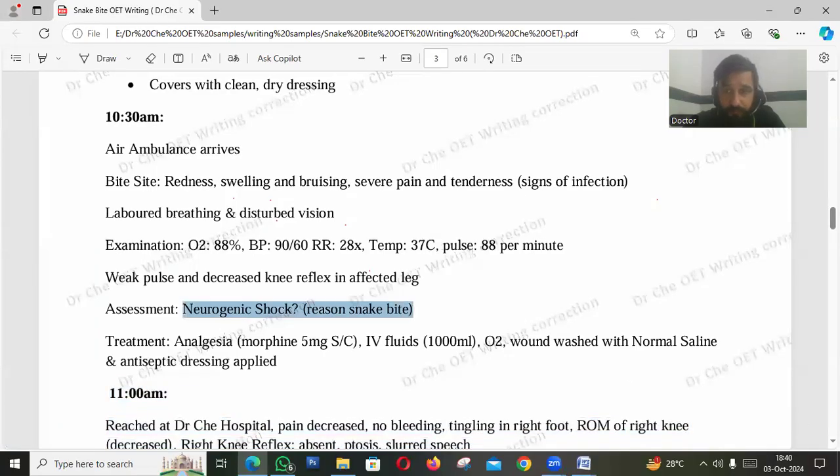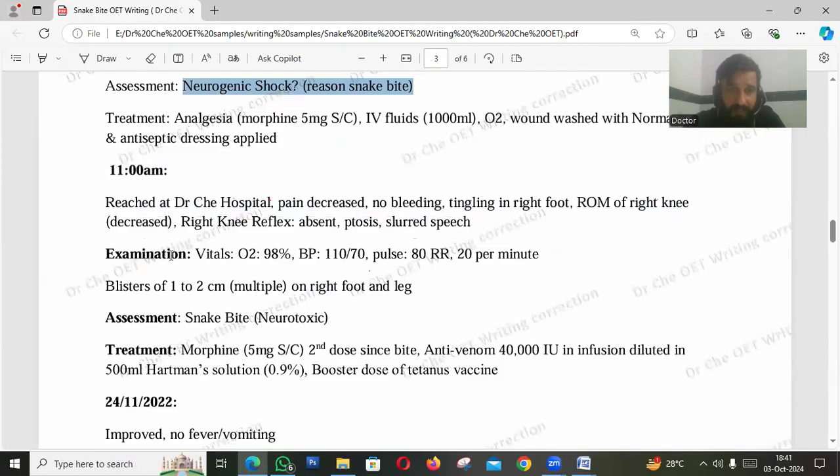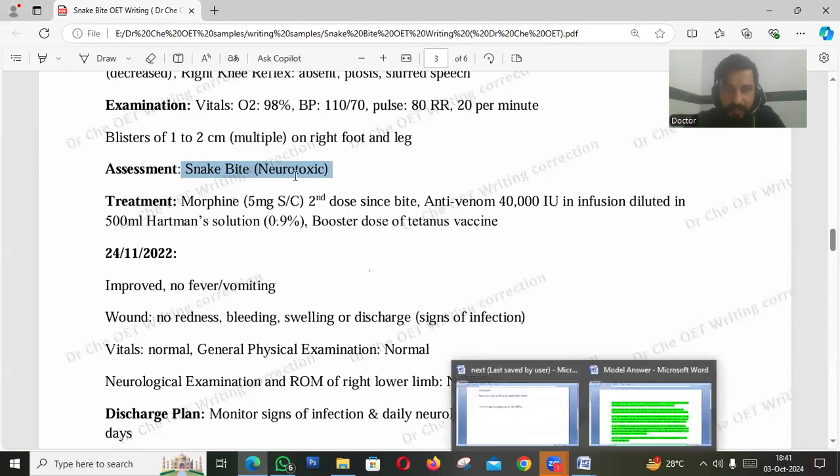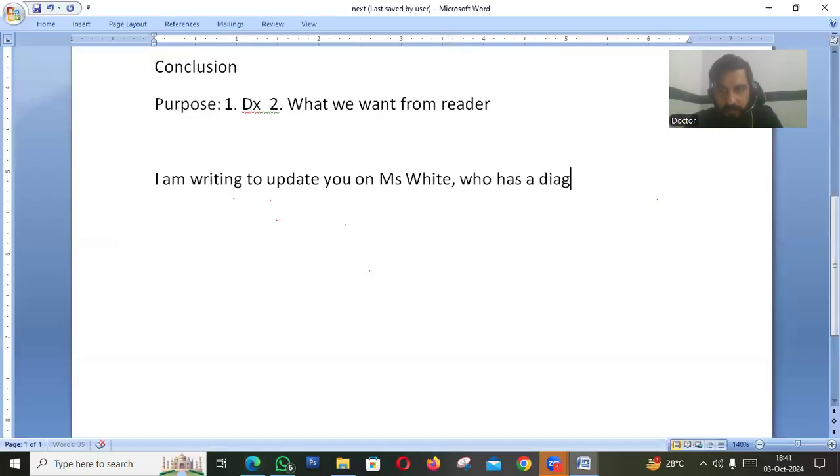That was here at this time, but if you see in the discharge plan, after this assessment you have made, do you think this assessment is more accurate or this assessment is more accurate? The last one. After the assessment, snake bite. So how are you going to write this, snake bite and then in brackets neurotoxic? No. So just who has a diagnosis of snake bite, neurotoxic, okay? Do you think this looks good? No. So neurotoxic snake bite, okay?